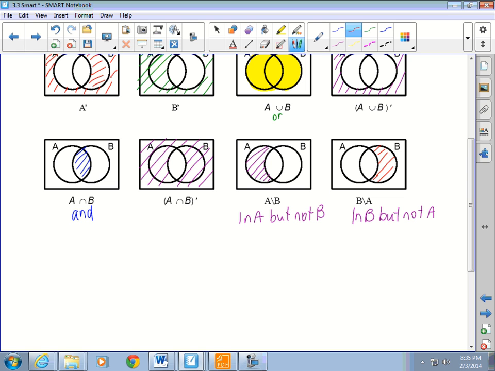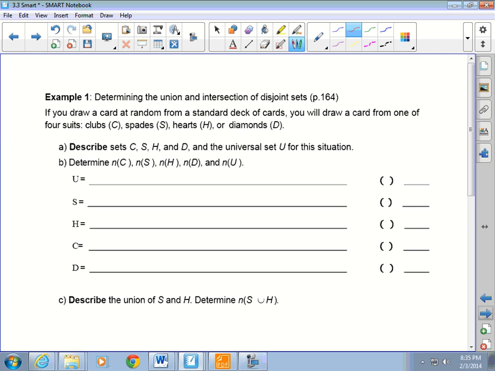Okay, so let's apply this to some examples. It says determine the union and intersection of disjoint sets. If you want a little bit more background, I put the page number there. It's on page 164 in the textbook. It says if you draw a card at random from a stack of cards, you will draw a card from one of four suits: clubs, spades, hearts, or diamonds. Describe sets C, S, H, D and the universal set U for this situation.